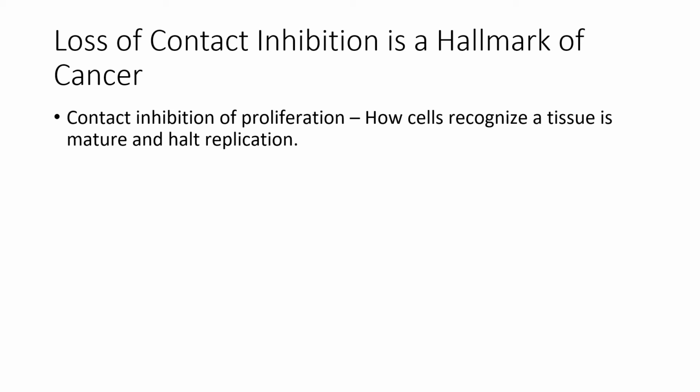Contact inhibition is the process by which cells stop proliferation and migration in response to contact with other cells. The loss of contact inhibition is considered to be a hallmark of cancer.